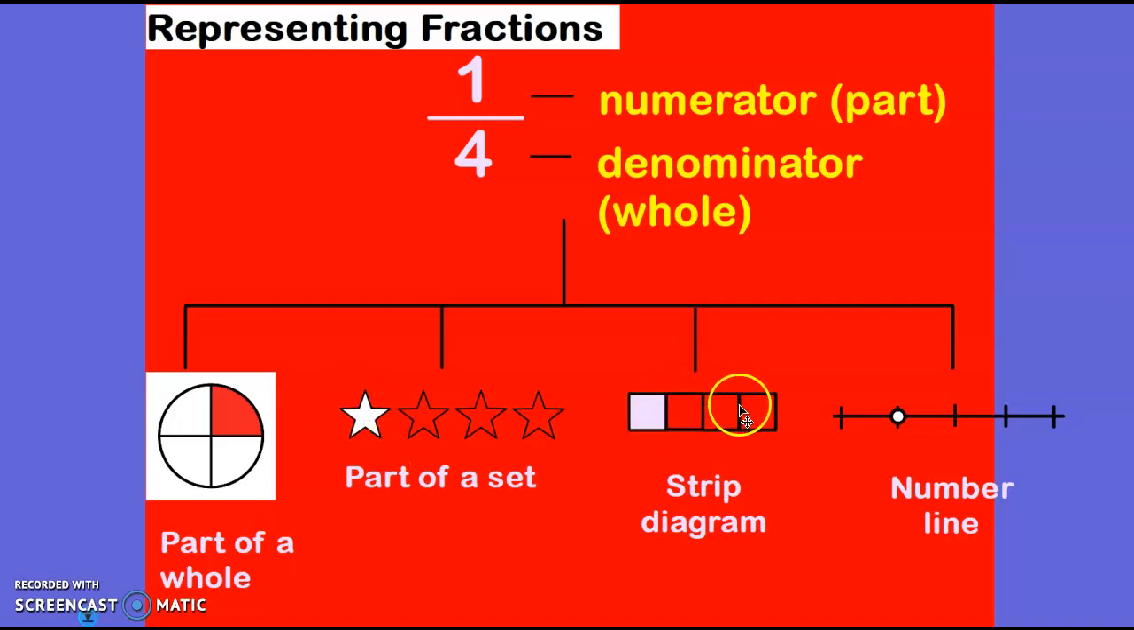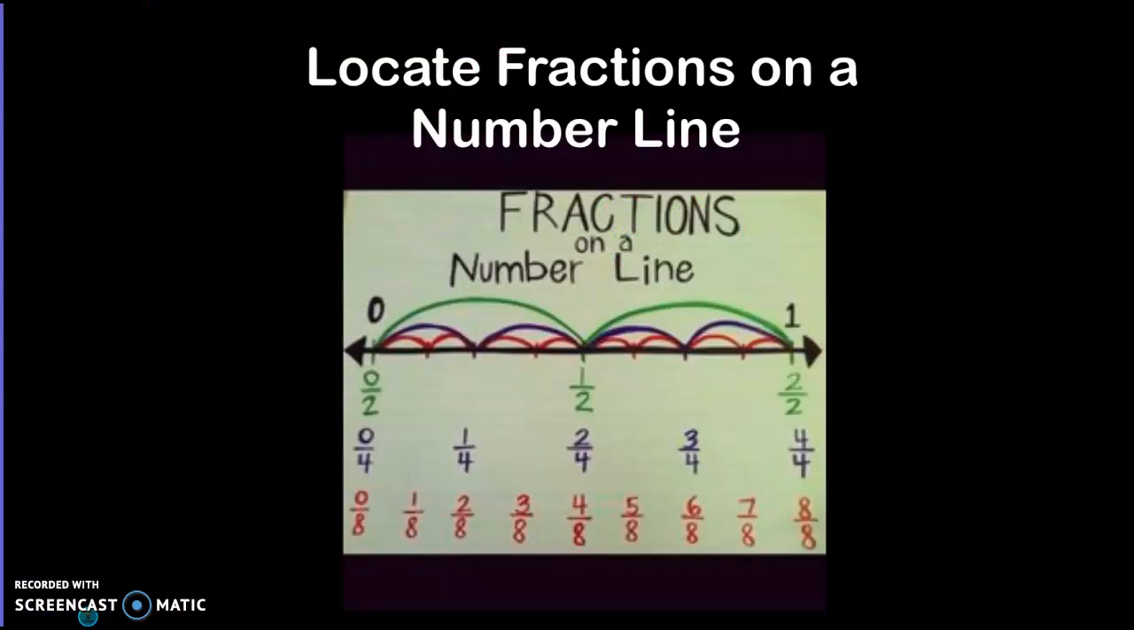A strip diagram is composed of rectangles, and you divide it into the number of the denominator, which is 4 here. And there is one part shaded, which means 1 out of 4. This is a number line. There are 4 equal parts, 1, 2, 3, 4. And the dot is on the first part of it, 1. And that's why this also represents 1/4. Let's look at number line a little more.